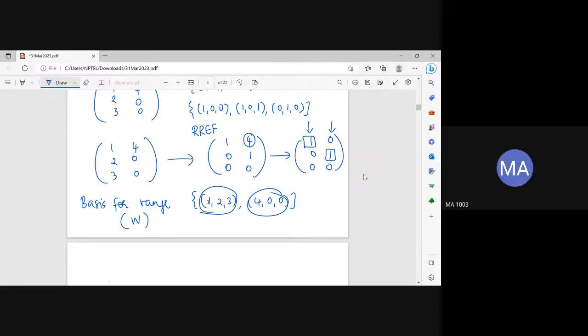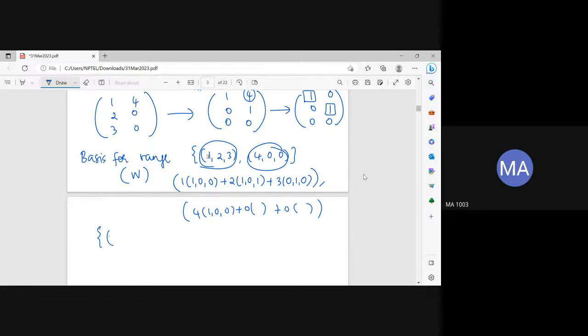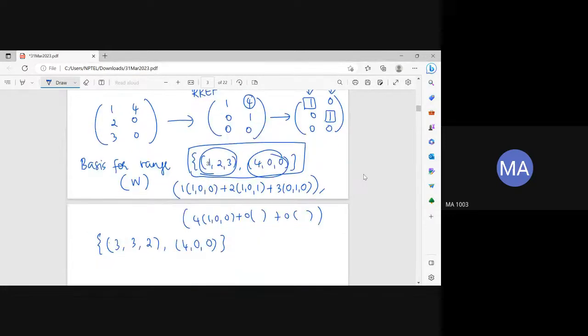Otherwise, this will serve as the coefficients for these elements, right? Yes. The range is in W, so you have to look for the basis of W. So it will be 1 times 1, 0, 0 plus 2 times 1, 0, 1 plus 3 times 0, 1, 0. This is the first element. The second element will be 4 times 1, 0, 0 plus 0 times this plus 0 times this. So the basis for the range will be 3, 3, 2 comma 4, 0, 0, right? Yes, ma'am. This will be the basis for the range, not what you get directly. If it was the standard ordered basis, then it would be whatever you get directly. Otherwise, you use whatever you get as the coefficients for the basis of the codomain and get the range basis. Once you know the basis, you know the range, right?